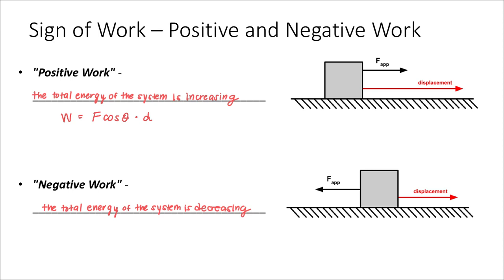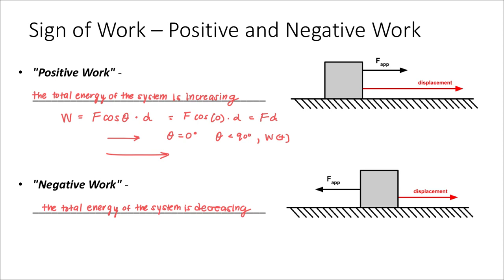But if you look at the applied force vector and the displacement vector, what is the angle between these two vectors? Well, there isn't one, right? They're pointing in the exact same direction. And so theta here is going to be 0 degrees. There is no difference in angle between two arrows pointing in the same direction. So this ends up just being F cosine 0 times d, and that just gives us F times d, so positive. Anytime theta is less than 90 degrees, our work is going to be positive, right? Anytime the force is being applied in the same direction the object is traveling in, then we have positive work.